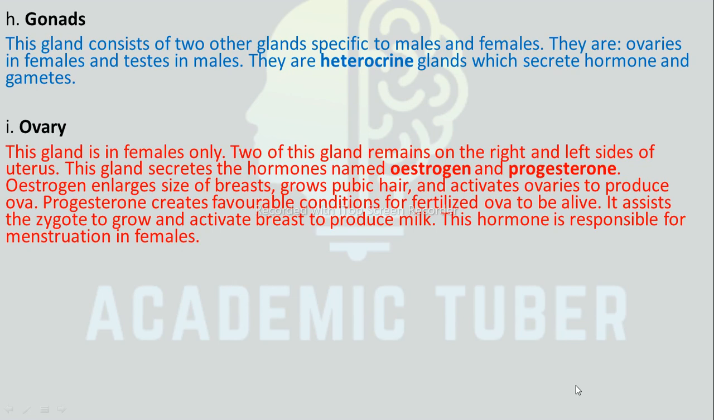Estrogen enlarges size of breast, grows pubic hair, and activates ovary to produce ova. Progesterone creates favorable conditions for fertilized ova to be alive. It assists the zygote to grow and activates breast to produce milk. This hormone is responsible for menstruation in females.